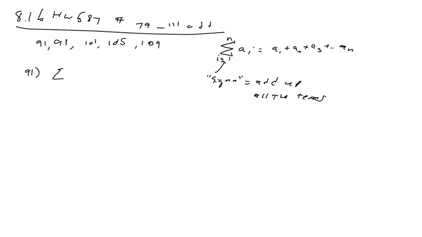So let's look at 91. 91 says, I want the sum, sigma, from J, we use the letter J here, they use all kinds of letters, from 1 to 6, of the equation 24 minus 3J. And they want the answer of what this sum is equal to.